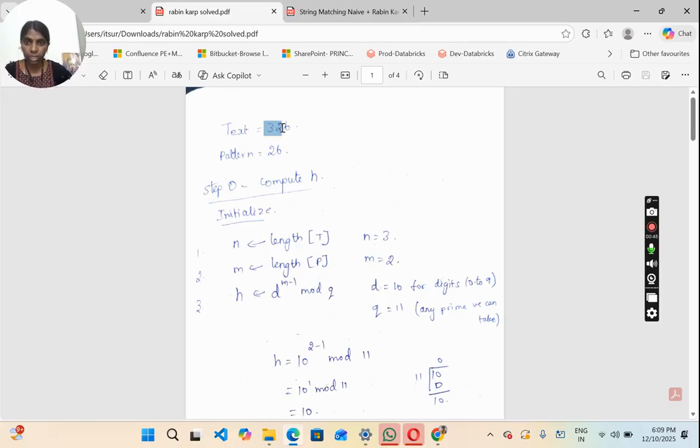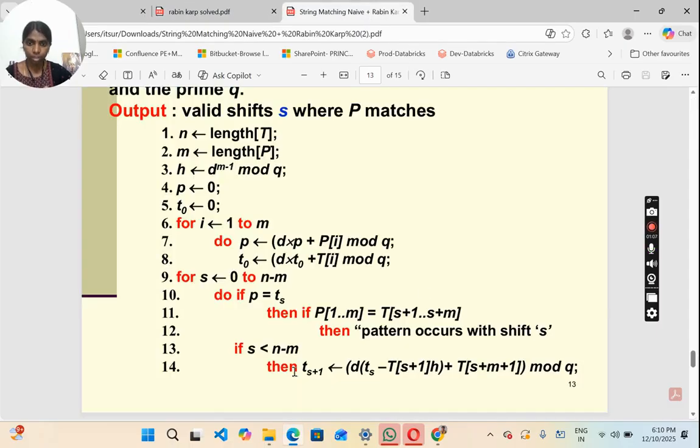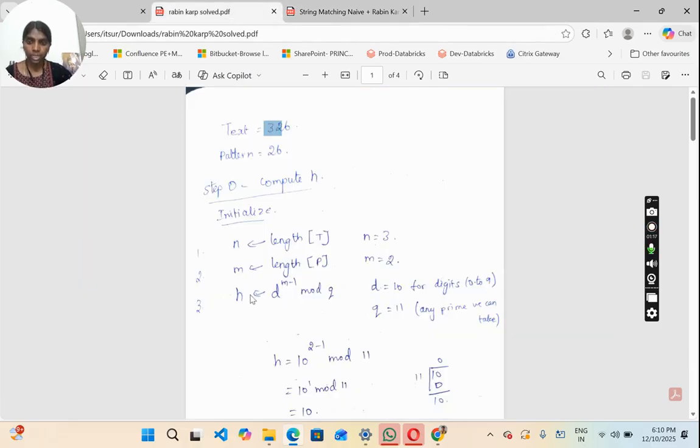For example, first we'll compare 32. Since our pattern is 2 digits, we'll compare two digits now. So first we'll compare this 26 with 32. If that is not matching, then we'll compare this 26 with one shift right. So from 32 to 26 we will be shifting. When we shift from 32 to 26, this h we will be using, which is our last step. So here we will be using that hash, the rolling function, we'll call this one. That h formula is d power m minus 1 mod q.